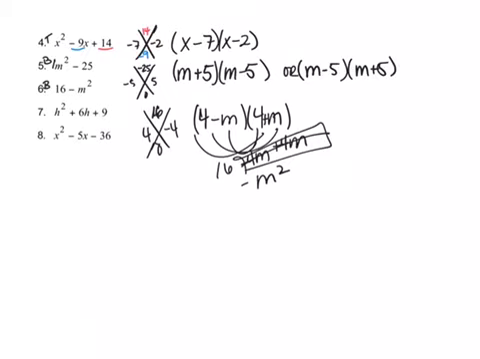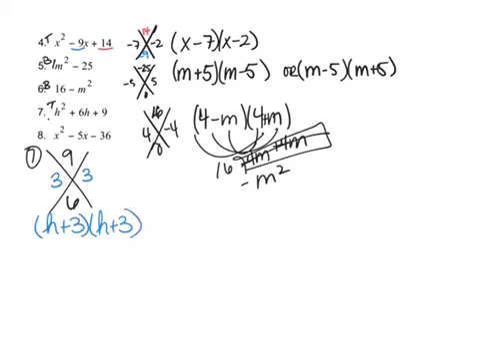Number 7, I need a common factor to factor out all 3 terms. I have a common factor here of 3, but that doesn't help me with the h squared. So I'm just going to treat this as an x squared trinomial. What two numbers multiply to 9 and add to 6? We get +3 and +3. So my factors for number 7 are h plus 3 times h plus 3.